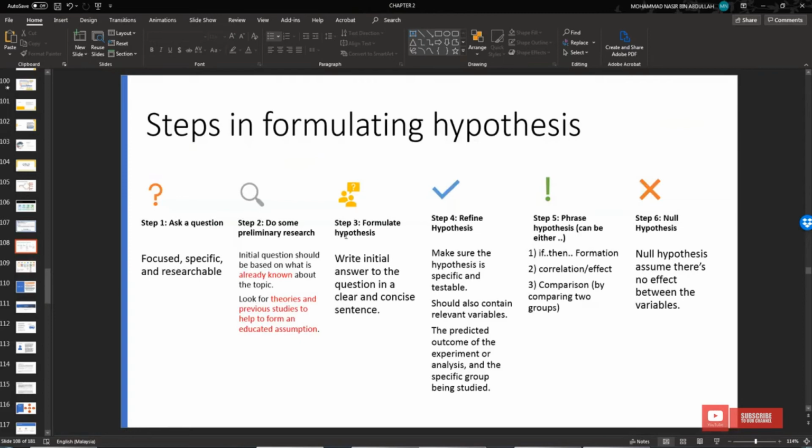So then step number 3, you need to formulate the hypothesis. It means that you need to write an initial answer to the question in a clear and concise sentence. So based on the question you already asked in the first step, right? You need to write an initial answer for the question in a clear and concise sentence.